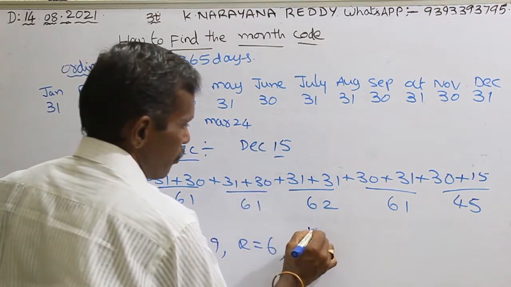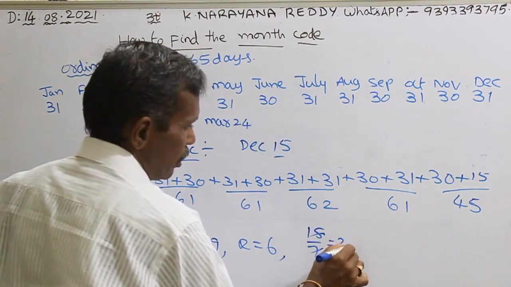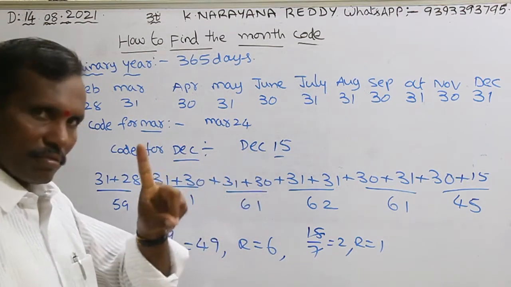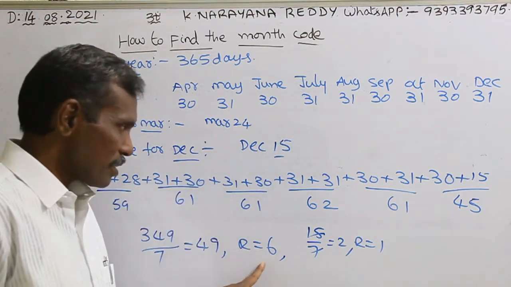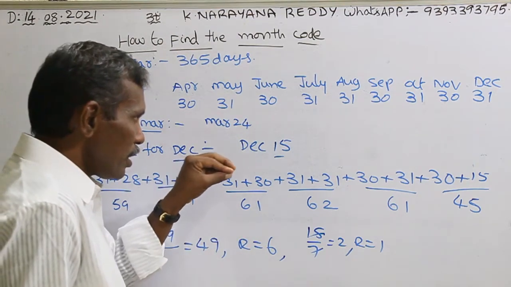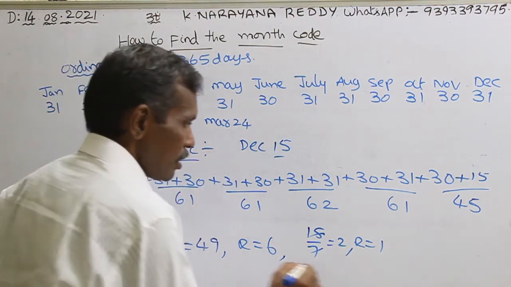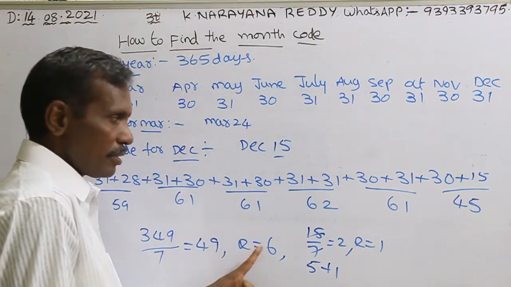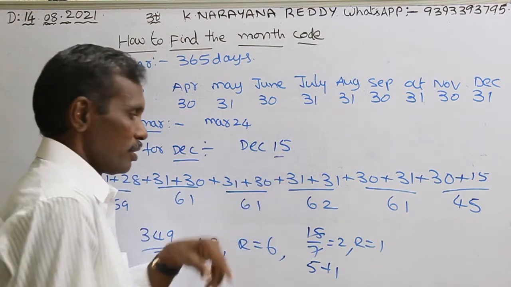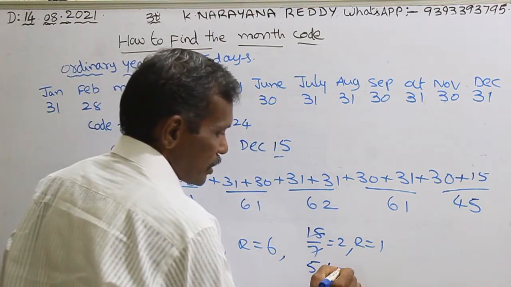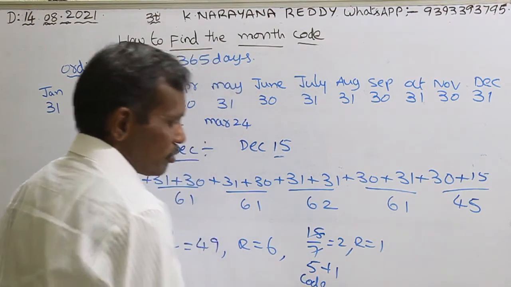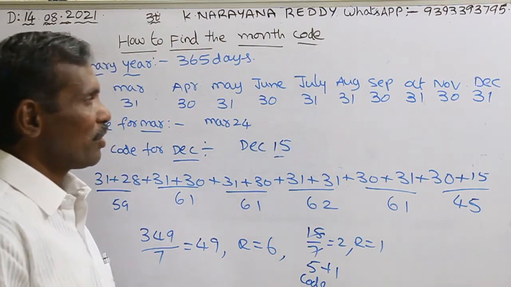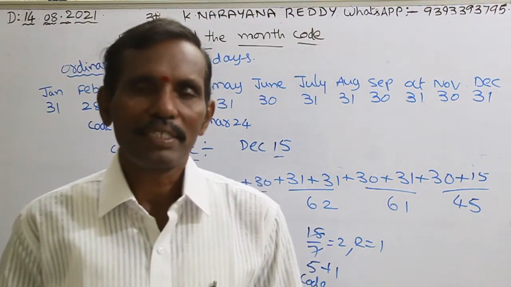now 15 by 7. 7 2s are 14. Remainder is 1. Odd days in 15 days are 1. Odd days in total days are 6. But we want the code for December, which means simply 5 plus 1. These are total odd days. These are odd days for only December. So 5 plus 1, 6 is nothing but this is the code. Code for December. That's all. Okay? In this way you can find the code for all the months in an ordinary year.